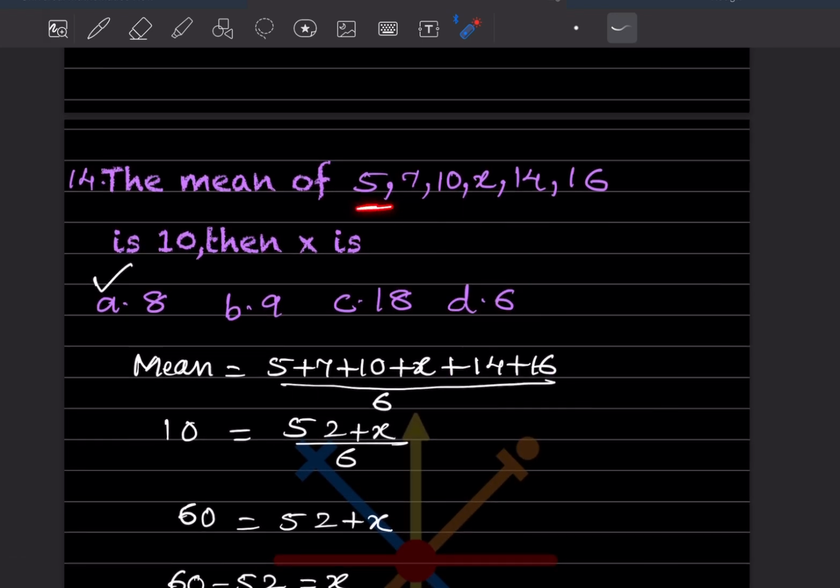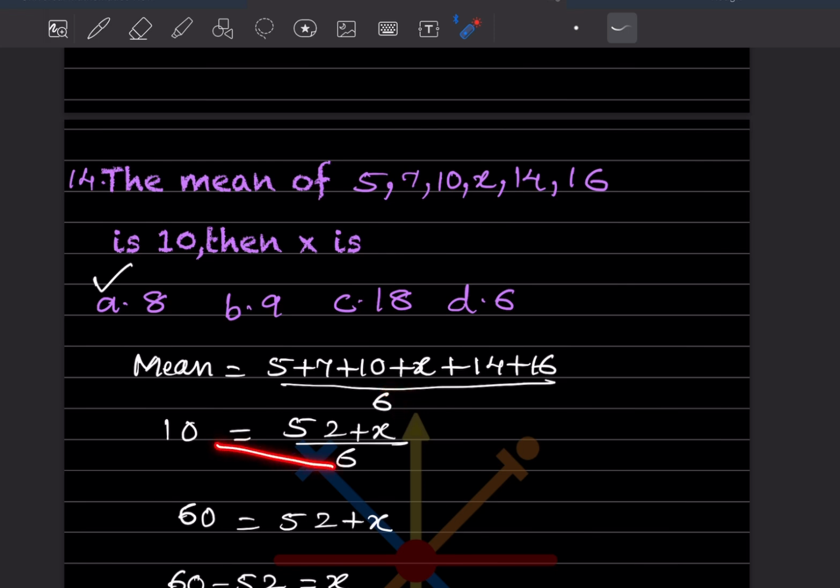The mean of these is 10, so then what will x be? These are the options given. For the mean, we have to add all these numbers, the sum of all the observations divided by the number of observations. The number of observations is 6, and the mean is given as 10. So you add these: 52 plus x divided by 6.